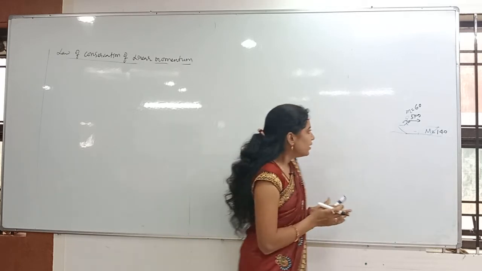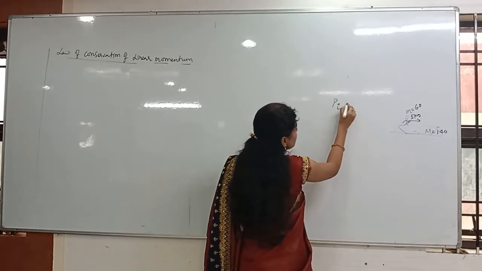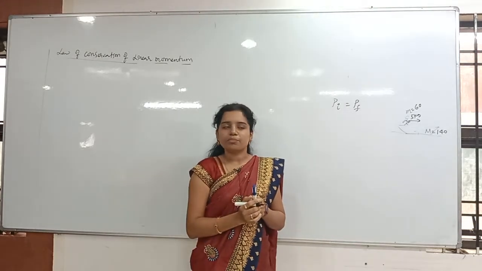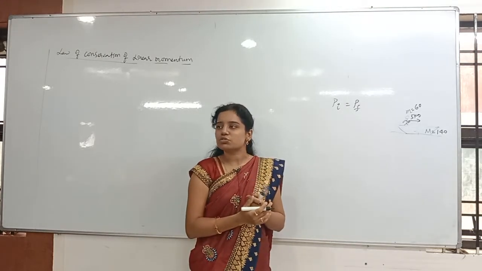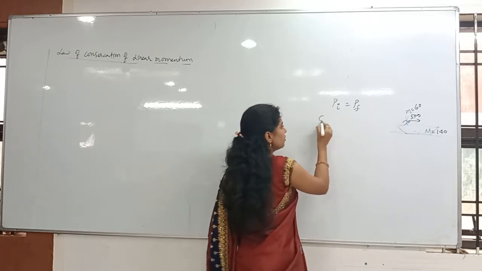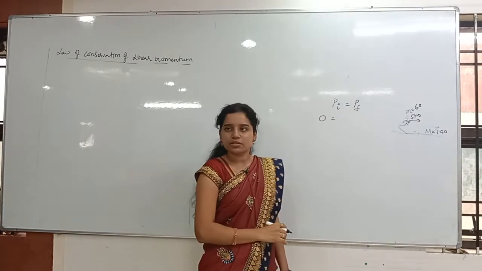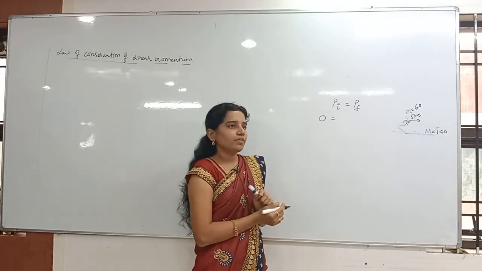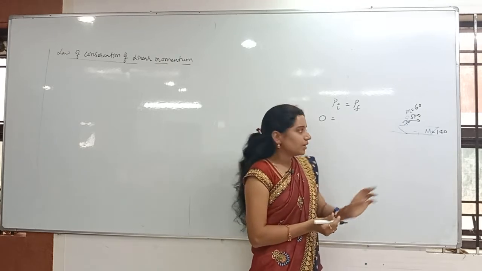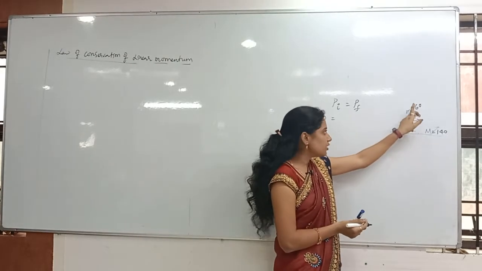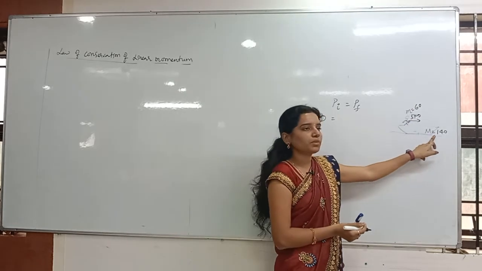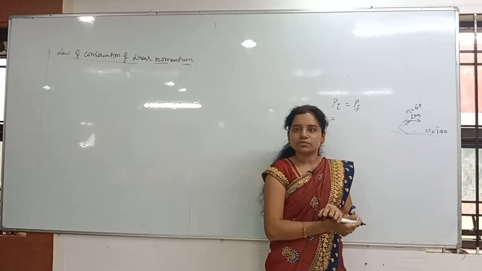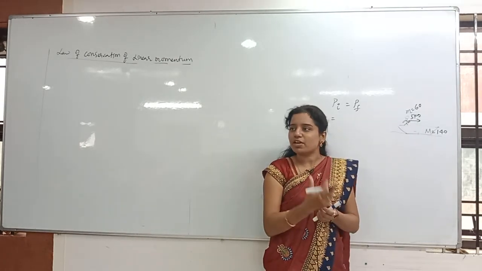Now you have to understand what P initial is and what P final is. P initial, before throwing, is 0 only. Nobody is moving, everything is at rest. After throwing, we have 3 momentums: momentum of the stone, momentum of the man, and momentum of the boat. The man and boat together have the same velocity, not the same momentum.